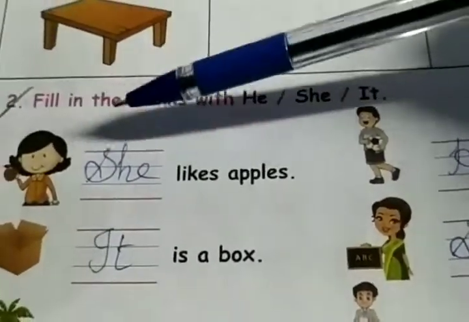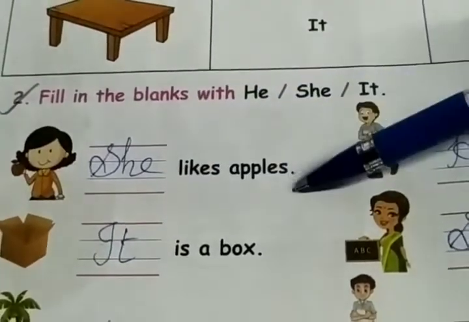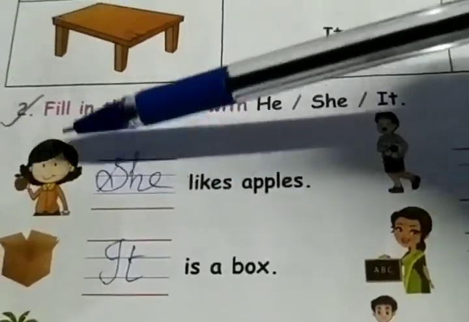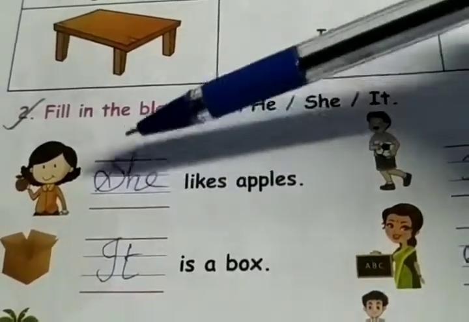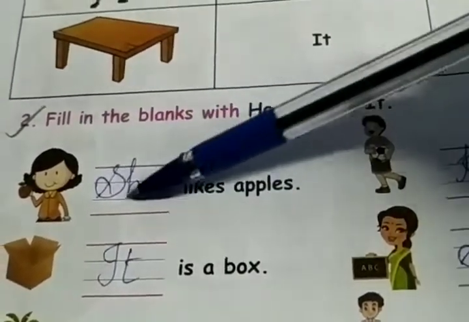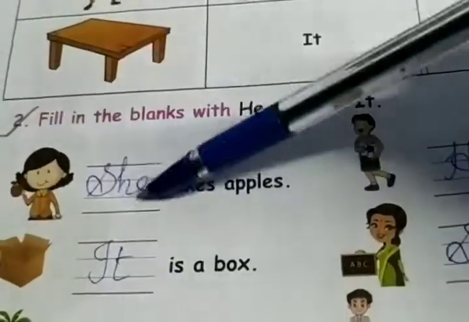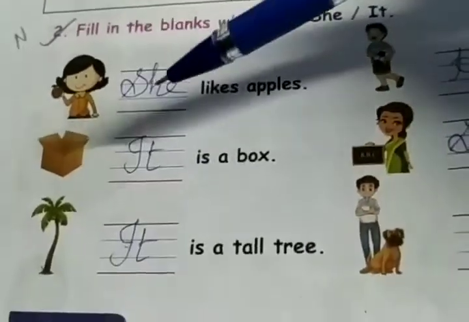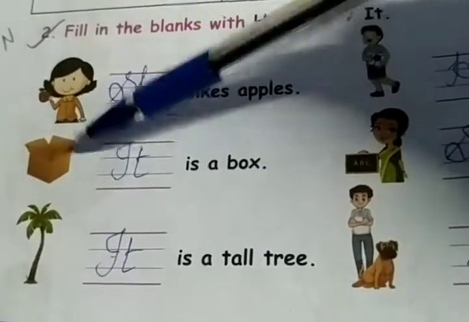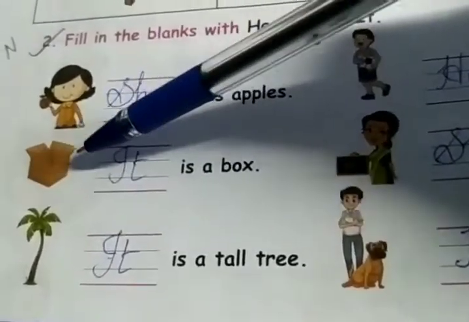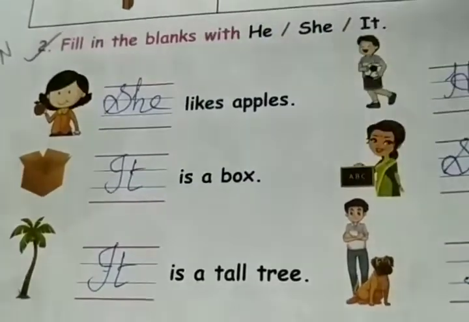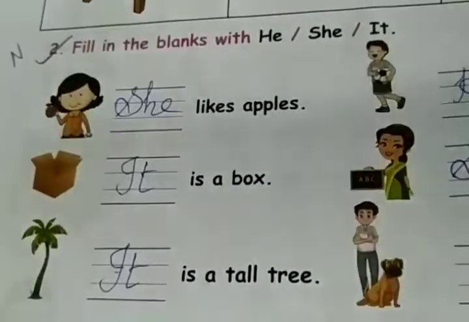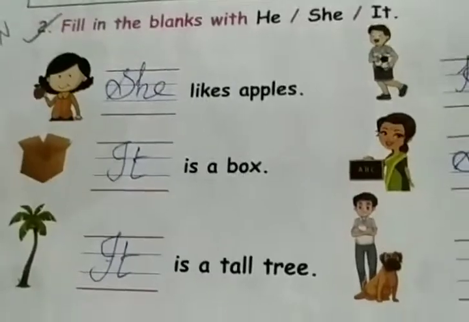Okay? So first, dash likes apples. Who is this? He or she? It's a girl, isn't it? So she, S-H-E, she is a girl, so she likes apples. Then second one, it is a box, isn't it? So when it is a box, it's another non-living thing. So it is used only for non-living things, without a human, so in that case we can use it.